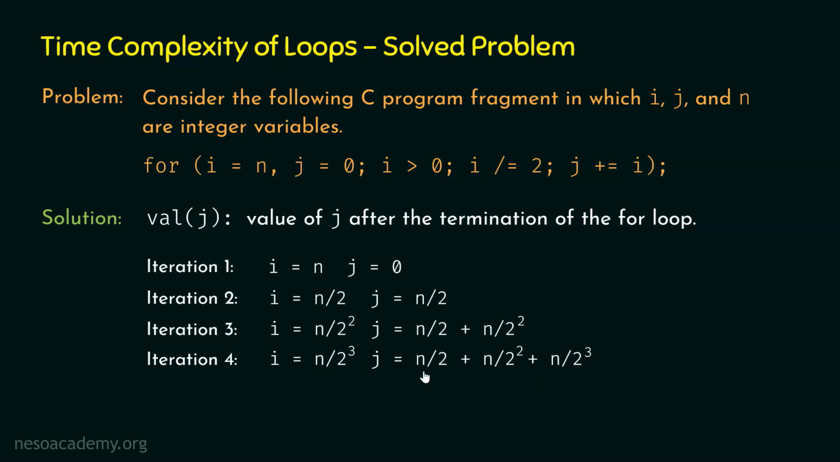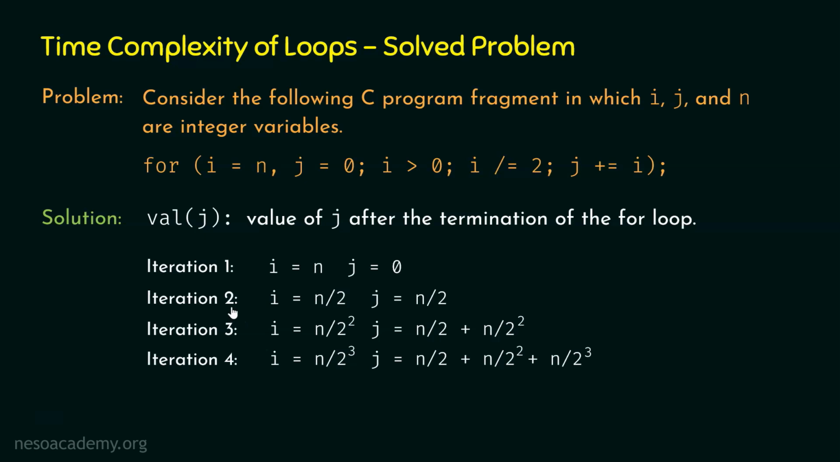We have 1 here in the first term as the power of 2. In the second term, the power of 2 is 2. In the third term, the power of 2 is 3. Also, we can observe that the power of 2 in the last term depends on the iteration number. It is always 1 less than the iteration number. Here we have 3 because the iteration number is 4. Here we have 2 because the iteration number is 3. Here we have 1 as the power of 2 because the iteration number is 2.